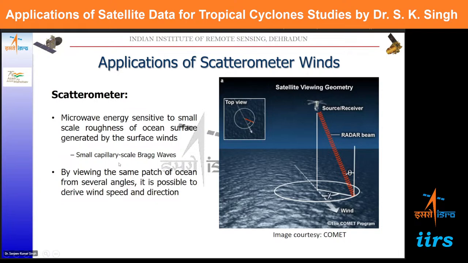If the ocean surface is rough, there will be capillary waves. And what will happen to these capillary waves if the wind speed is very low? The waves will be small. If the wind speed is high, the waves will be large. So it depends upon the wind speed. Based on that, they measure the wind speed and wind direction by viewing the same patch of the ocean from several angles. In this way, it measures the wind speed and direction over the ocean, which is very useful and important for tropical cyclone monitoring and prediction.